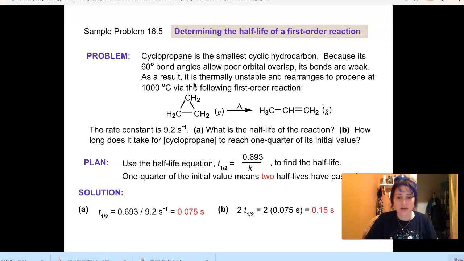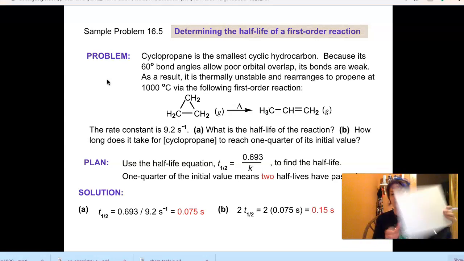Okay, now for part B. How long does it take for cyclopropane to reach 1/4 of its initial value? Basically, they want to know how many half-lives have passed for it to reach 1/4 of its initial value. So the way that I like to think about this is taking halves of halves, and you can write a sequence for taking halves of halves. If you want to know how many half-lives have passed to reach 1/4, you can just take half of 1 as many times as it takes.